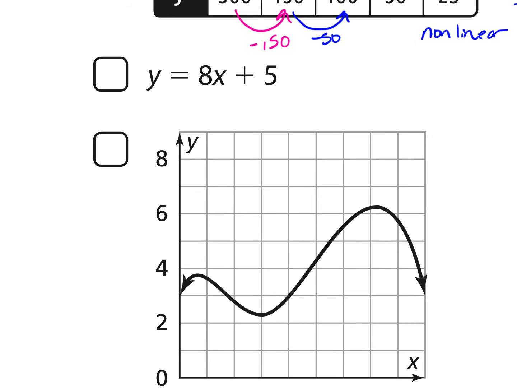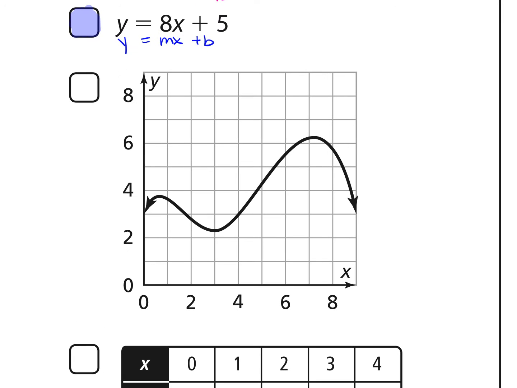The next choice, y equals 8x plus 5, is in the form of y equals mx plus b. So this one is linear. Now we have a graph. Notice that it's a curve. It's not a straight line. So this is non-linear, not a line.